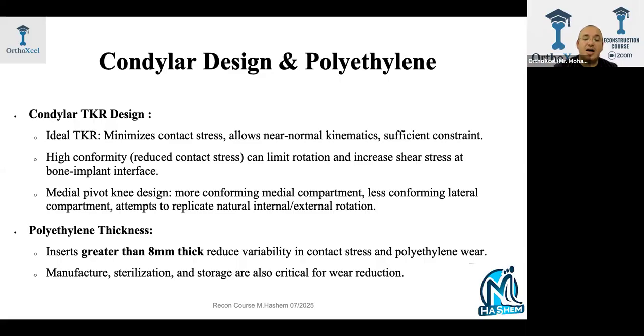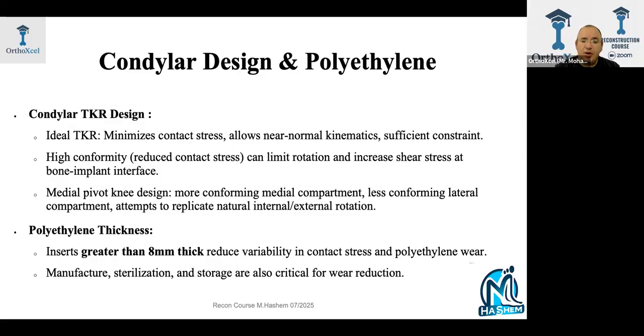That's why we use ultra high molecular weight polyethylene. Never use a polyethylene thickness less than 8, because if you use more than 8, you end up with high contact stresses, and if you depend a lot on the plastic, this plastic will end by a fatigue failure, or what we call delamination and catastrophic failure.